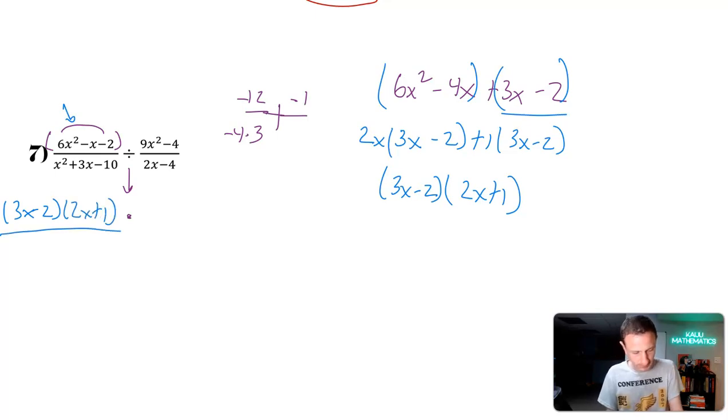Heavy factoring there. On the bottom left, x squared plus 3x minus 10, two numbers that multiply to negative 10, add up to 3. That's going to be x plus 5 and x minus 2. 5 times negative 2 is negative 10. 5 plus negative 2 is positive 3.